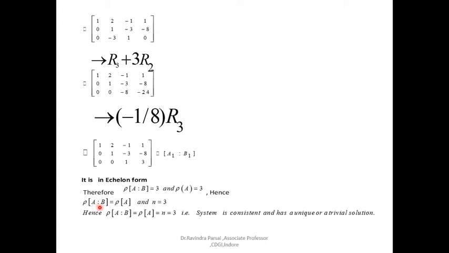Hence the rank of the augmented matrix and the coefficient matrix are the same, and the number of unknowns is 3, so the rank of the augmented matrix equals the rank of the coefficient matrix equals 3. That is, your system is consistent. Consistent means, and since the rank is equal to the number of unknowns, the system has a unique solution, or we can say a trivial solution.